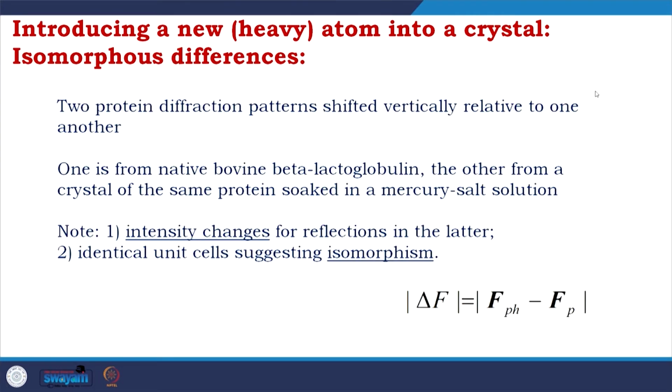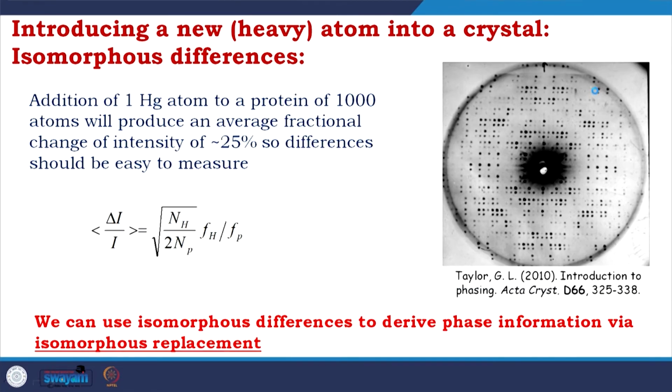So, introducing a heavy atom into a crystal produces isomorphous differences. Here are two protein diffraction patterns shifted vertically relative to one another. One is from native bovine beta lactoglobulin, I am coming to that, and the other from a crystal of the same protein soaked in a mercury salt solution. So, as a heavy metal, we are using mercury. What we have to see are intensity changes for reflections in the latter, with identical unit cells suggesting isomorphism. As I discussed in the last slide, del F equals FPH minus FP.